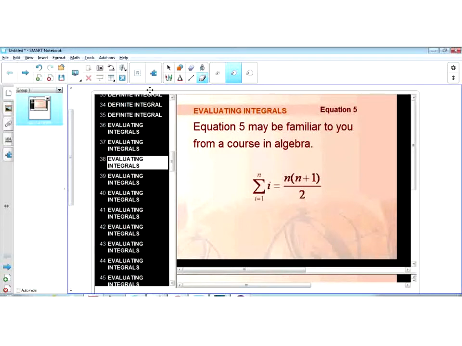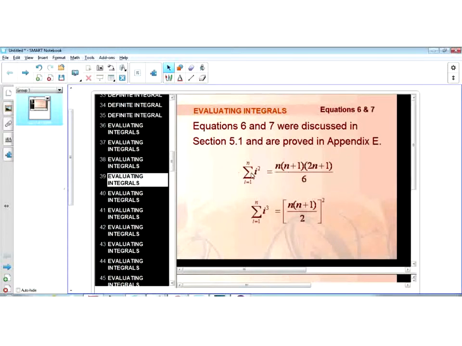Then, of course, the next formula we've seen already, the sum of the squares of the first n integers. Here is the sum of the squares of the first n integers. We've seen this already. And then we have the third formula, which is the sum of the cubes of the first n integers.